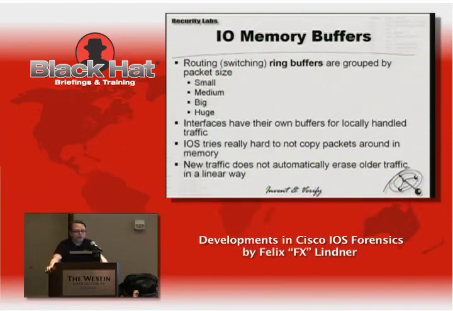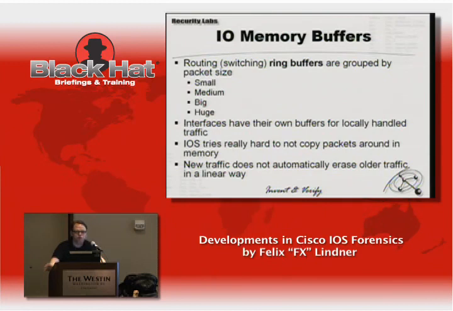So when we look into those, we see that the routing and switching buffers are actually ring buffers. And they're not one big ring buffer, they're different ring buffers of different sizes. So you have ring buffers with small buckets for very small packets. You have some for medium, some for large, some for huge. And then interfaces have their own ring buffers for locally handled traffic.